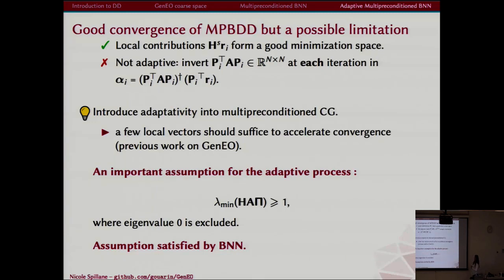So the answer is that yes, we can, but there is one condition which is very important, and this is that we have to have a lower bound for the spectrum of our preconditioned and projected operator. So essentially what I'm going to say next applies to BNN, but does not apply to additive Schwarz.